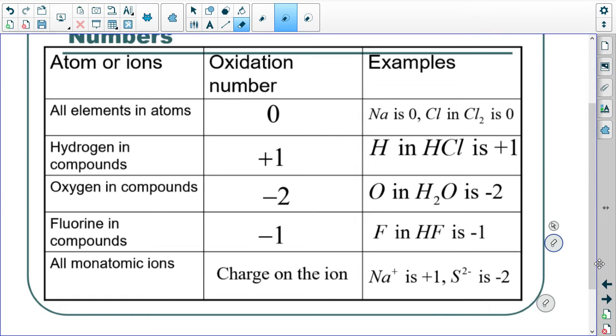Now, monatomic ions, Na+, Ca2+, etc., we will assign them, because it's not an apparent net charge, it is actually a charge of +2 or -1, depending upon what it is. So we assign whatever the charge on the ion is.